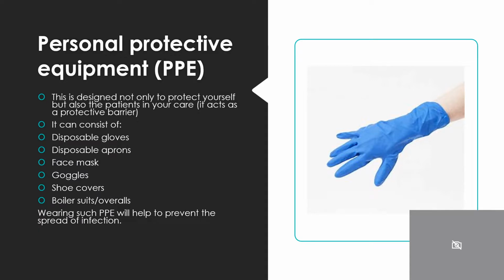So what personal protective equipment can be used and should be used? It can consist of disposable gloves, aprons, face masks, goggles, shoe covers, boiler suits and overalls. As we've already said, this is personal protective equipment, so it's designed to protect yourself but also the patients in your care, and it's going to act as a protective barrier to both sides of that.